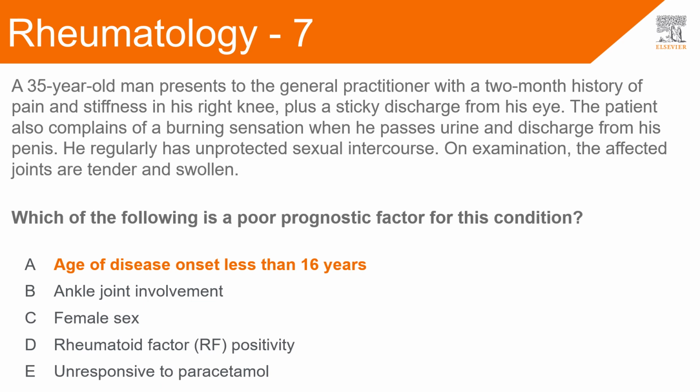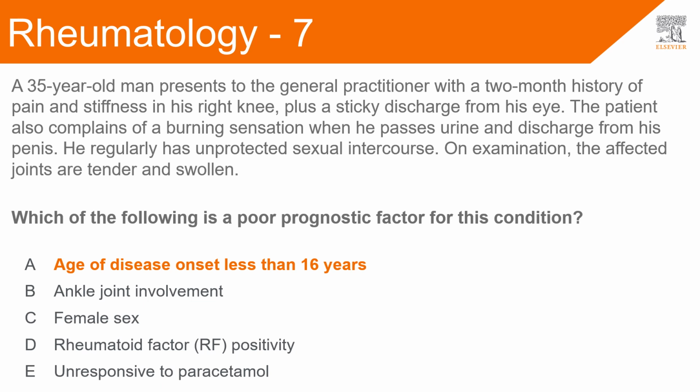If you've guessed answer A, which is age of disease onset less than 16, you'd be correct. Let's go through this now. So firstly, the key question is, what is the diagnosis? If you know already, well done. It is reactive arthritis. This is Reiter's syndrome, okay? This is consistent with reactive arthritis, Reiter's syndrome.